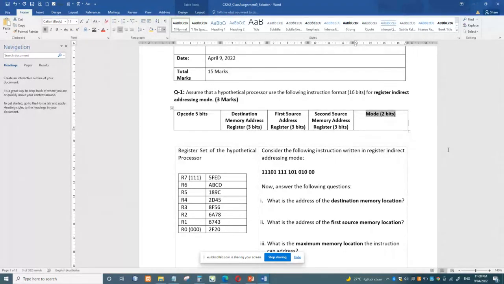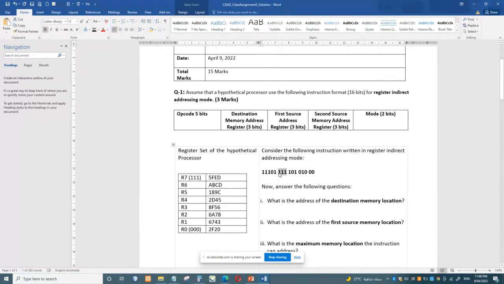Yes. Okay. Now you can see that our opcode is 5 bits. Consider the following instruction written in register indirect addressing mode. In this instruction, the first 5 bits refer to our opcode. Then the next 3 bits refer to our register, and that register contains the address where our result will be stored. So this is register number 7.